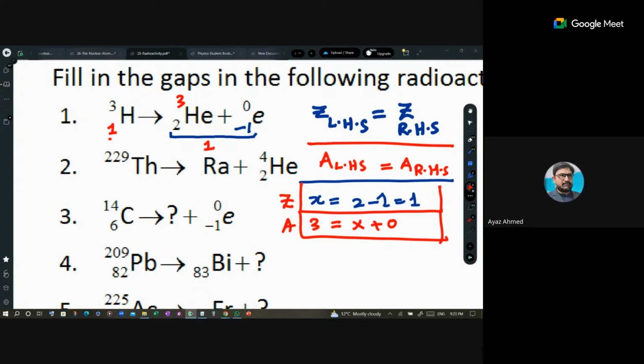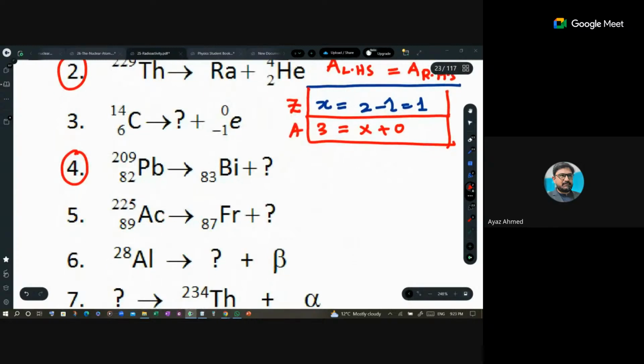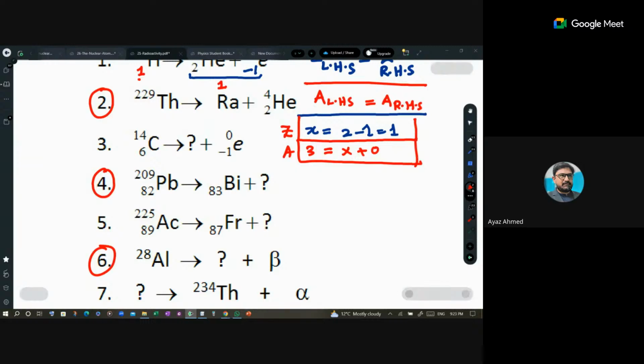Okay. Now, Hassan will solve equation number 2, Ariba will solve equation number 4, and Yahya will solve equation number 6. You have 1 minute each.